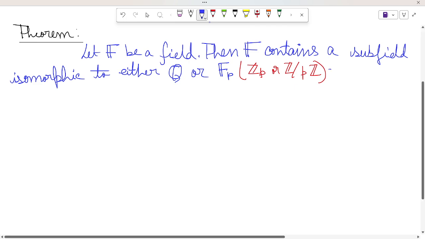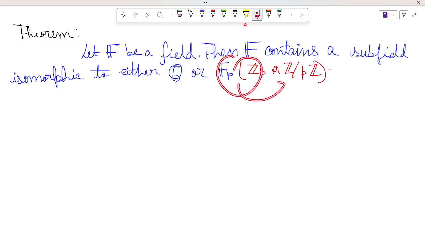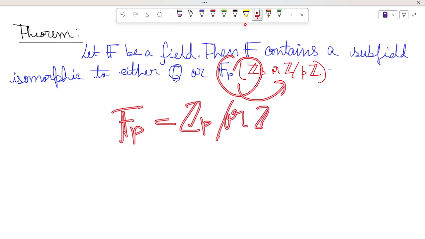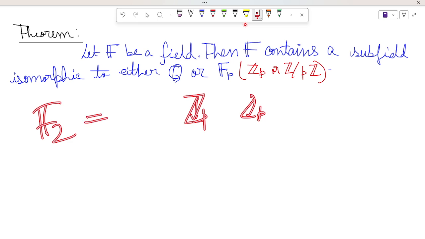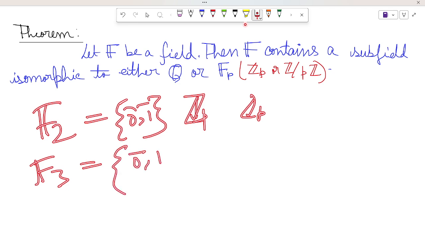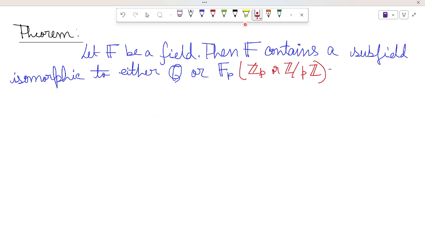In some books it is written F_p, in some books it is written Z_p or Z mod pZ. That's the same thing. So whenever I talk about F_p, you mean I am talking about Z_p or Z mod pZ. That means F_2. What is F_2? F_2 means 0 bar, 1 bar. What is F_3? F_3 means 0 bar, 1 bar, 2 bar. Okay, so we need to prove this.